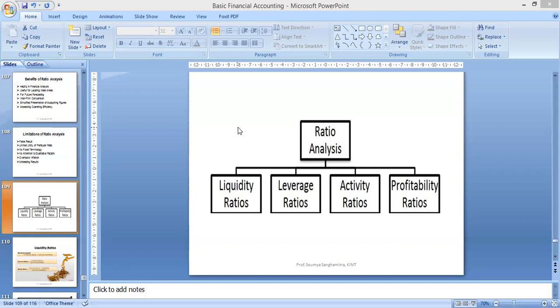Then activity ratio, or turnover ratio. These ratios are calculated to assess a firm's efficiency in employing its assets. These ratios are also known as turnover ratios, and they calculate the velocity with which assets are converted into sales. Several types of ratios included in this category are fixed asset turnover ratio, debtors turnover ratio, and stock turnover ratio.